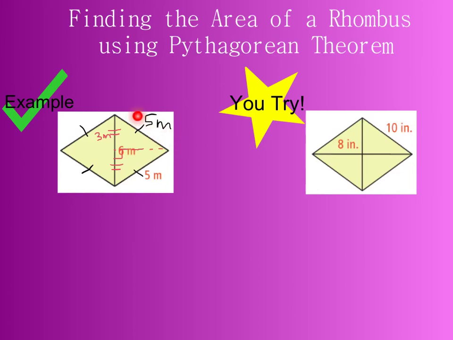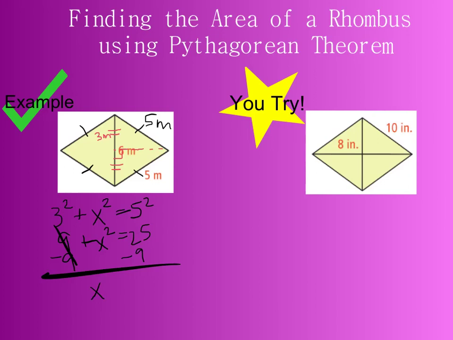So I'm going to set up Pythagorean theorem. I have 3 squared plus my unknown side squared equals 5 squared. So 9 plus x squared equals 25. Subtract my 9. x squared is 16. If I take the square root of both sides, I know that my unknown side is 4. So I'm going to put that back in there. I now know that that is 4 meters.